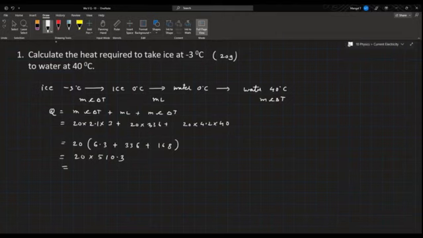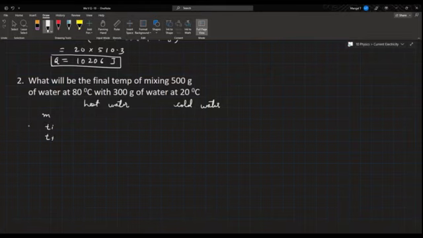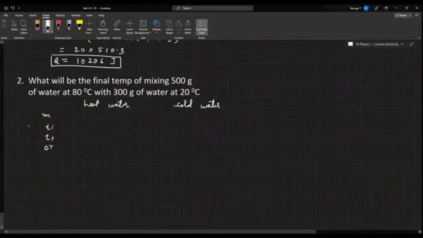Has everyone understood? So this is 10206 joules. So this is hot water, this is cold water. We are writing mass, initial temperature, final temperature, change in temperature, so that can be written as delta T.